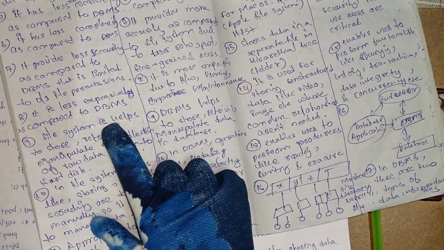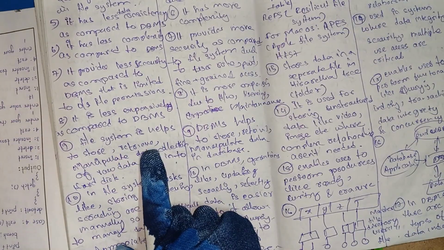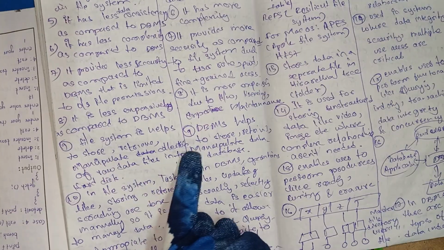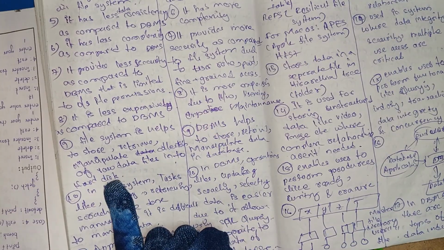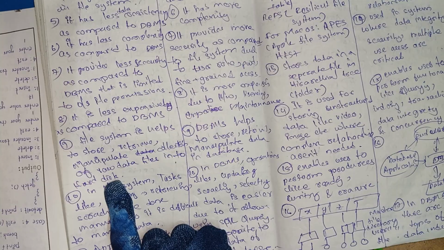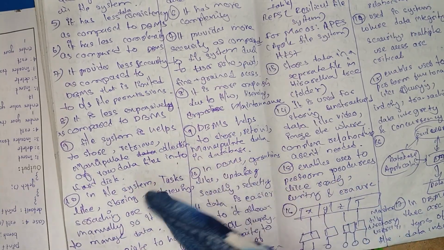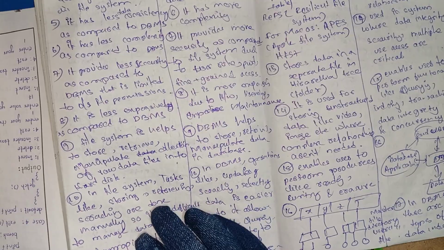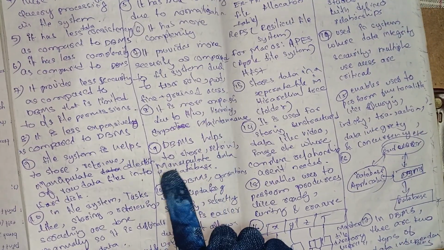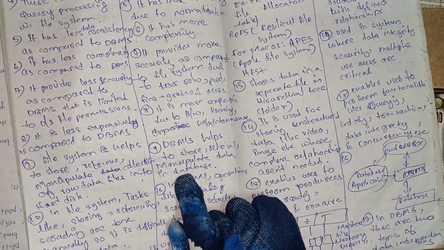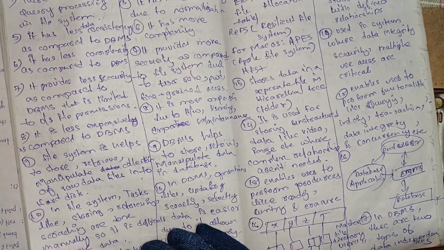The file system helps to store, retrieve, manipulate a collection of raw data files in the hard disk. And DBMS helps to store, retrieve, manipulate data in a database. We already know what is a database, the collection of organized data.